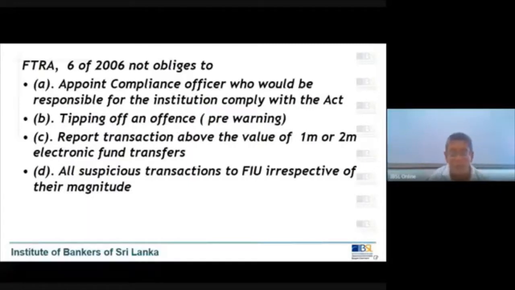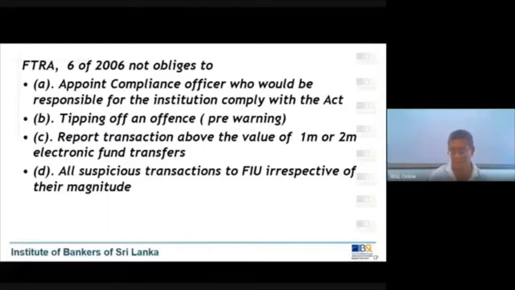But what is D? All suspicious transactions, irrespective of the magnitude, you need to report to the FIU. FIU means Financial Intelligence Unit. It is the local agency that looks after illegal transactions such as money laundering. For a suspicious transaction, is the value 1 million? No. Suspicious means any amount. Even 10 rupees, even 5 rupees, if you feel as a counter person, when you accept the customer's cash, that it is guilty, it's a suspicious transaction. There is no limit. The threshold limit is 1 million, but for a suspicious transaction there is no limit. So therefore D is also correct.